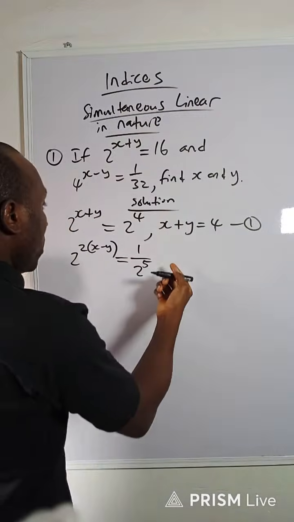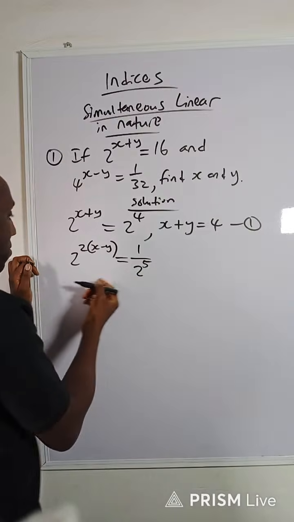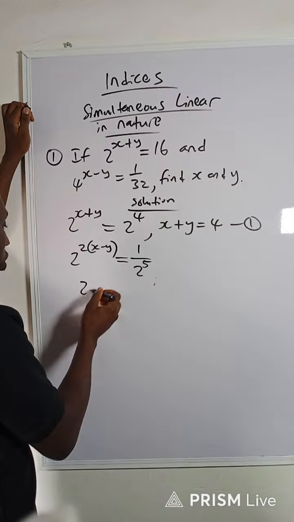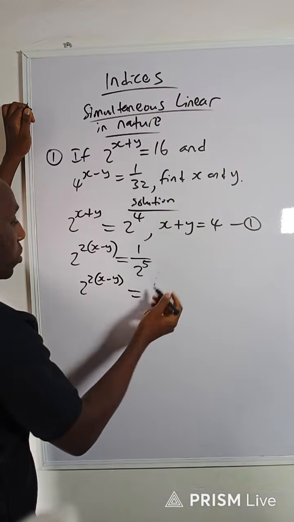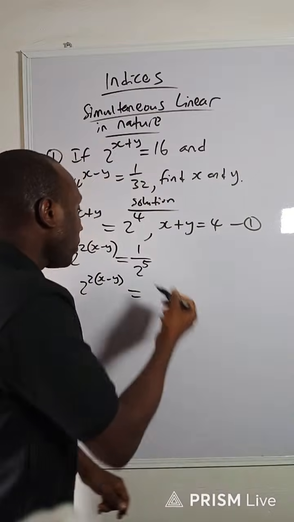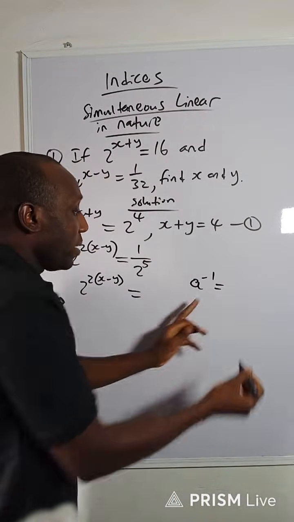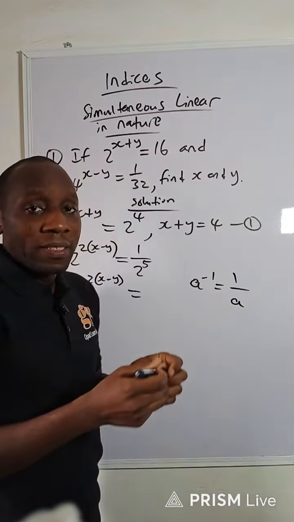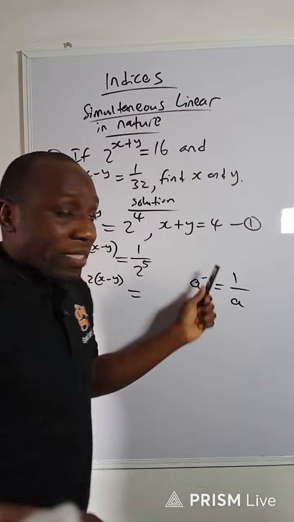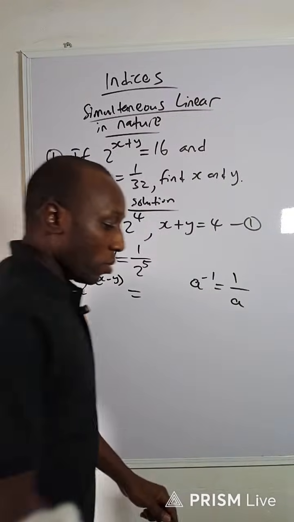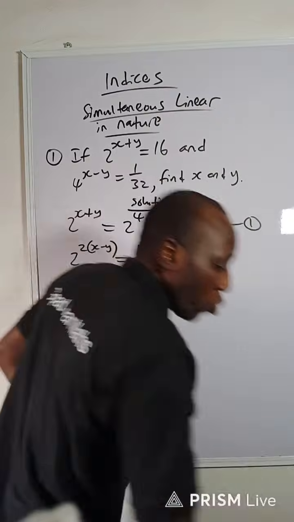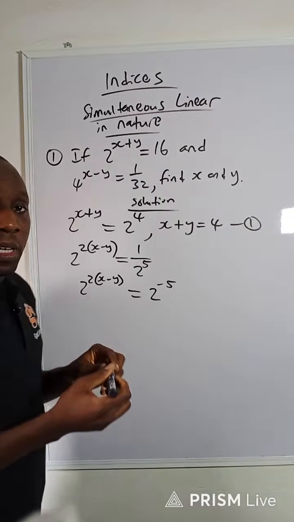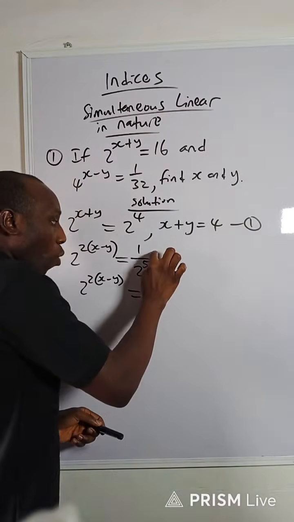Do you know that I can rewrite this like this? Hold on. I'll write 2 raised to the power 2 bracket x minus y is equal to. From the negative index law, when you have a raised to the power negative 1, for instance, this can be written as 1 over a. This negative sign attached to the exponent has taken the reciprocal of a. That is the law we are going to use here, because we don't want a fraction. We just want 2 raised to the power of negative 5. If you apply that law, you have 1 over 2 raised to the power of 5.